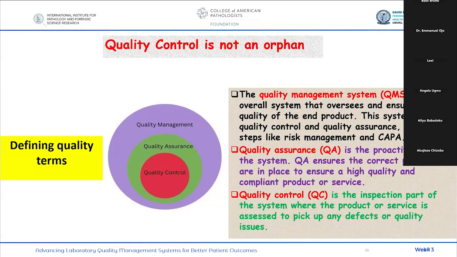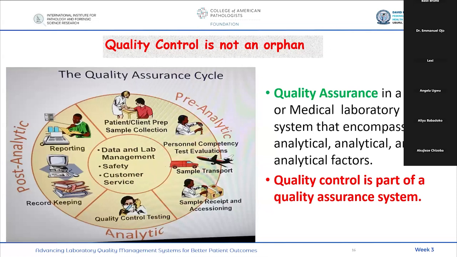This is a general definition of quality control. And I took this from the internet, I think from the ISO Tracker website. So quality assurance is the proactive part of the system, while the quality management system is that overall system that oversees and ensures the quality of the end product. And of course, these have other phases in them.